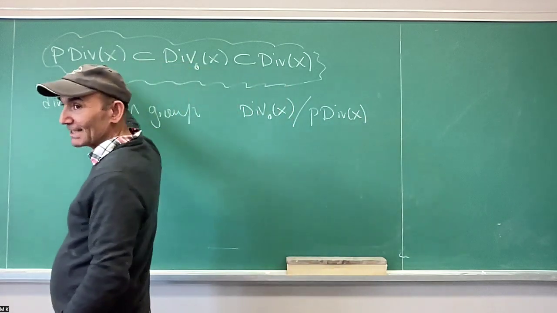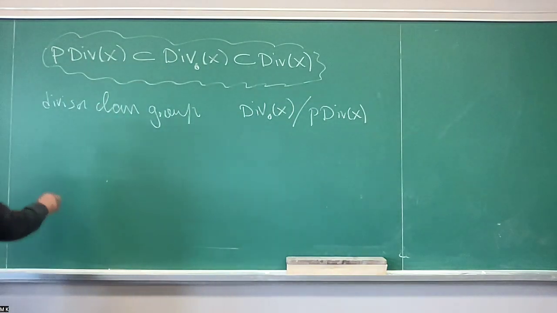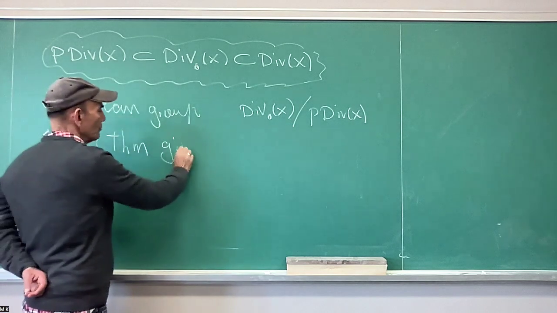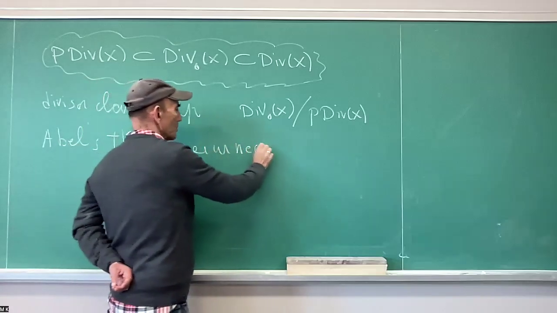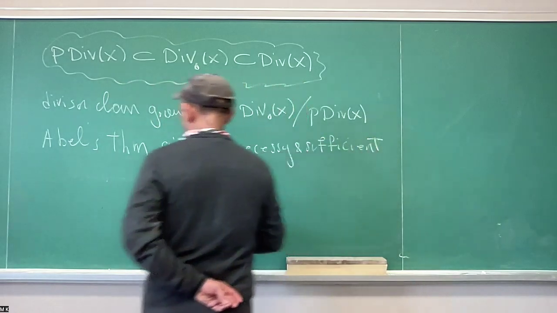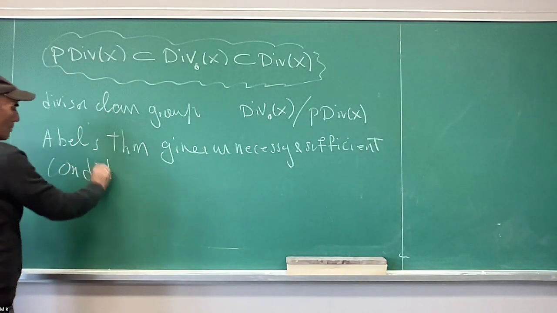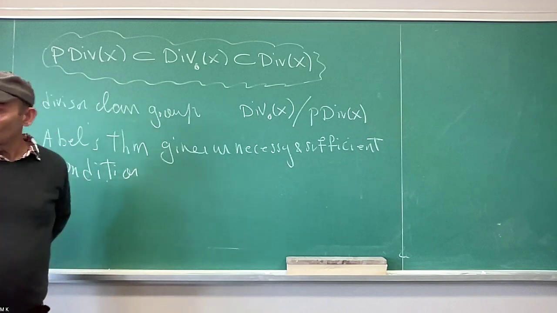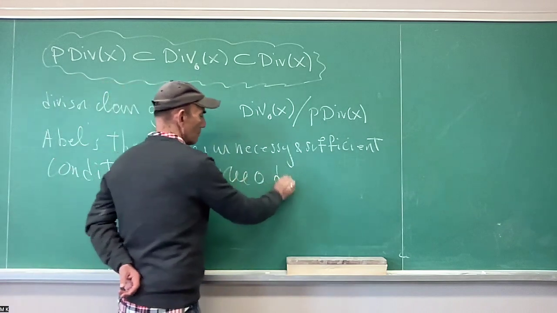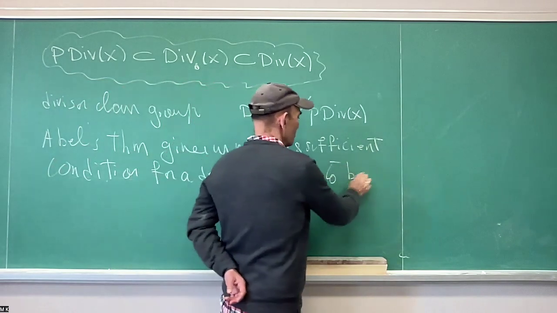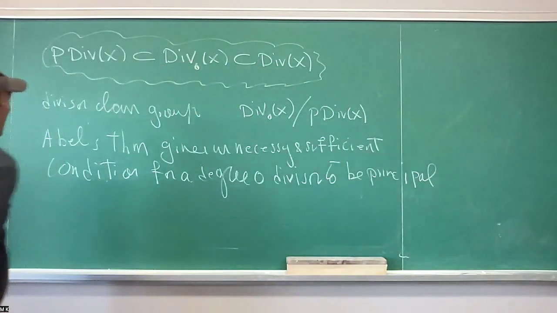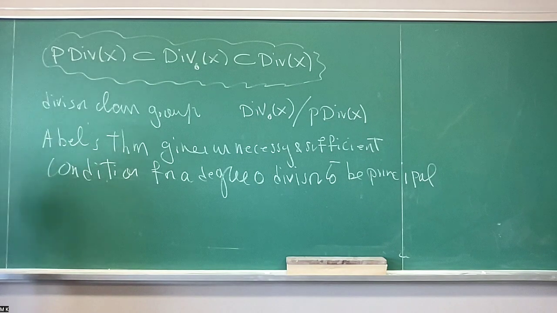And to understand the difference between this and that is the content of Abel's theorem. So Abel's theorem gives us a necessary and sufficient condition, which I will prove, for a degree 0 divisor to be principal. So I will get to it in maybe 3 weeks, towards the end of the course, but this is quite an important theorem.